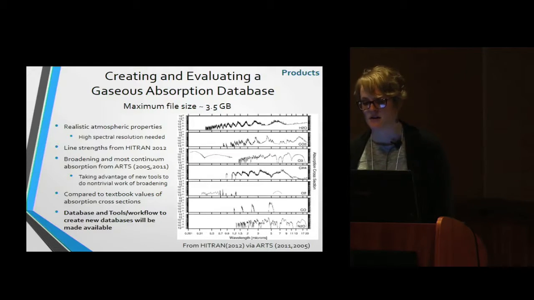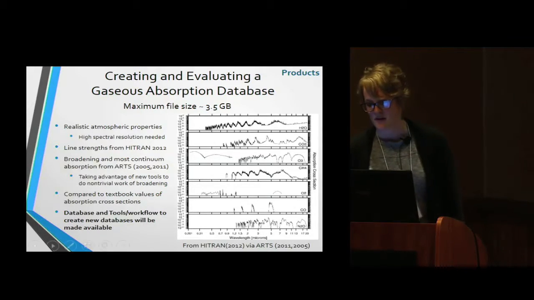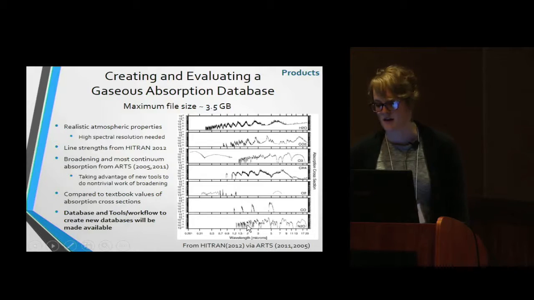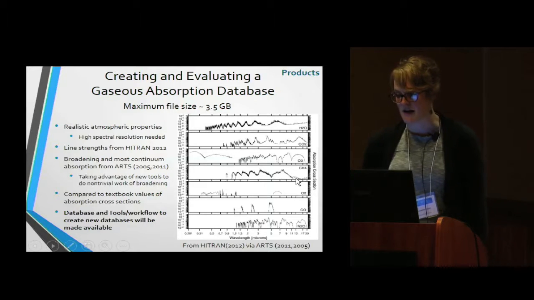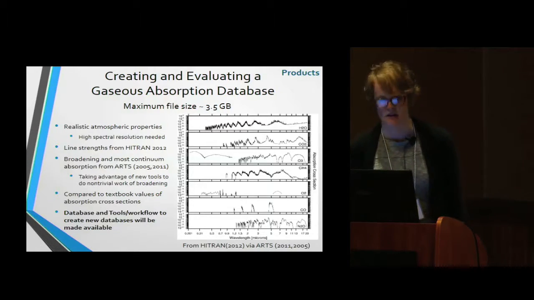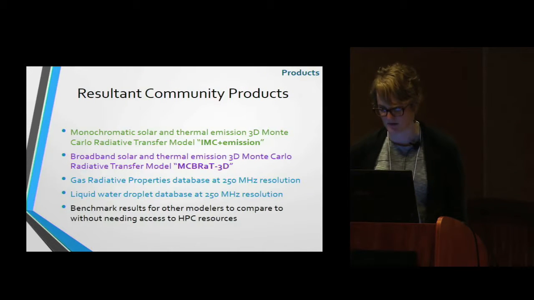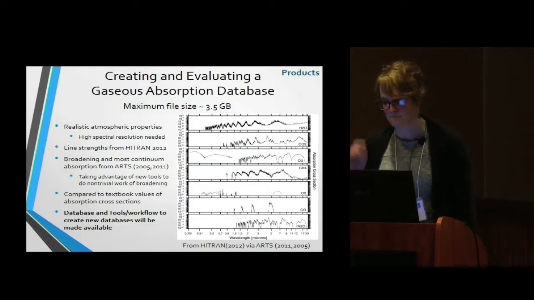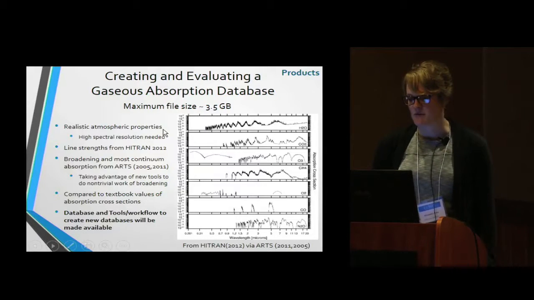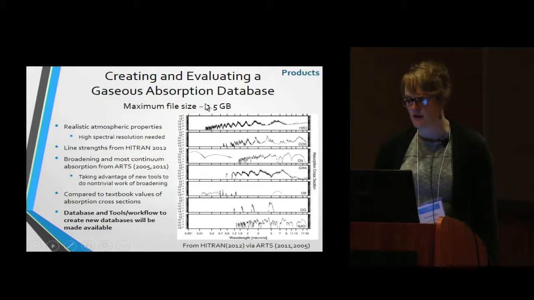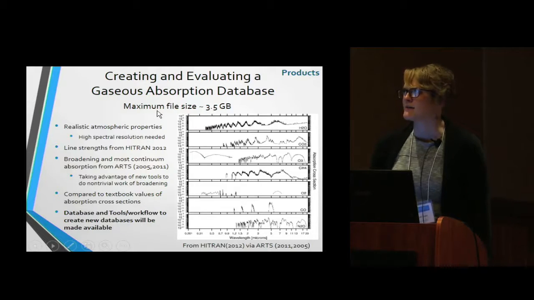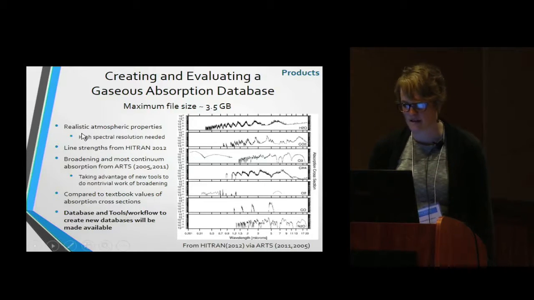Okay, I'll start by talking about the gaseous absorption database. This figure is just showing you the high variability in gas absorption in the atmosphere. It happens at a really high frequency, so you need very high spectral resolution to resolve it. I think I mentioned on the previous slide it was something like 250 megahertz resolution. So I used realistic atmospheric properties. The maximum file size ended up being about 3.5 gigabytes for this table, and that's incorporating about 6 million spectral points. It's just one number that you need to save for each of those spectral points.